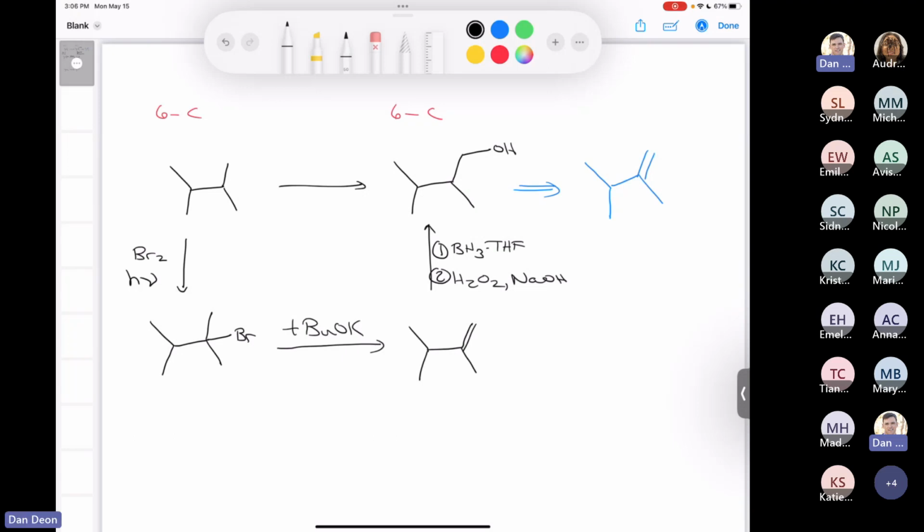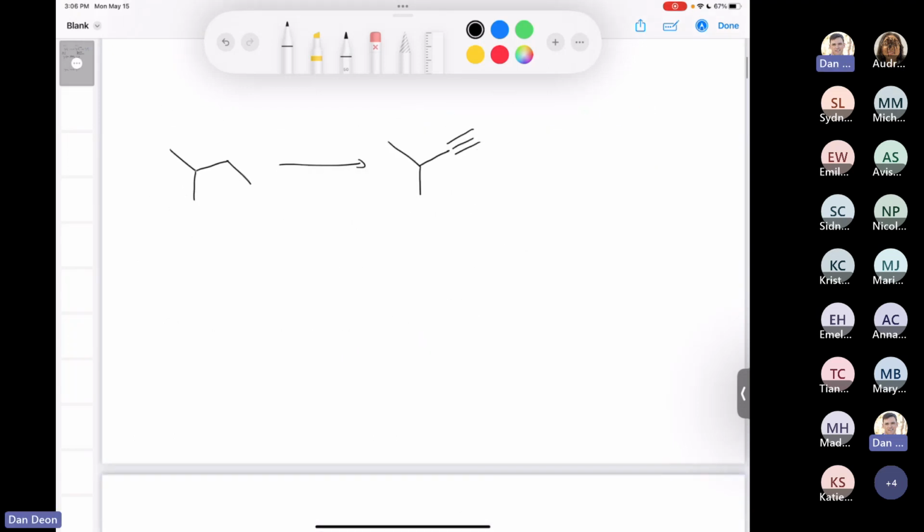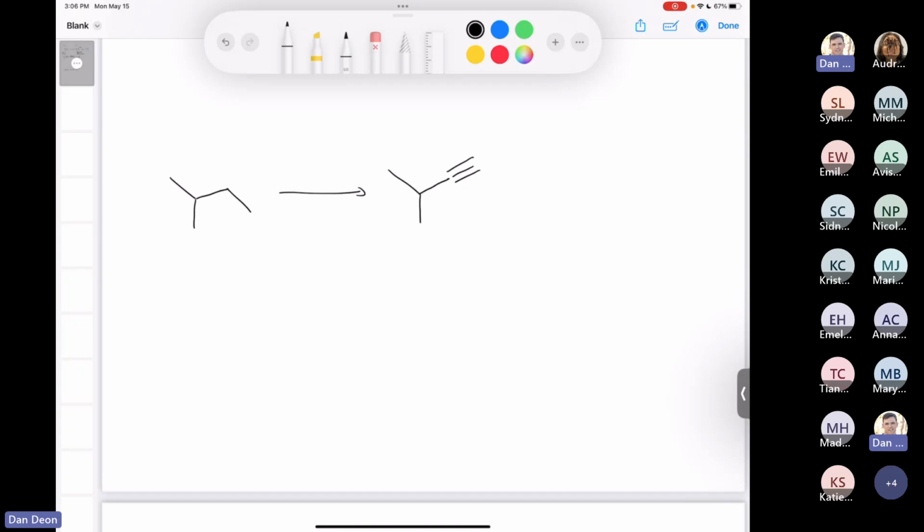Okay, let's try one more. So let's say we want to do this synthesis here. We're starting with a compound that has 5 carbons, and we have a new compound that has 5 carbons. And so, the very first thing is we could do a retrosynthesis on this.